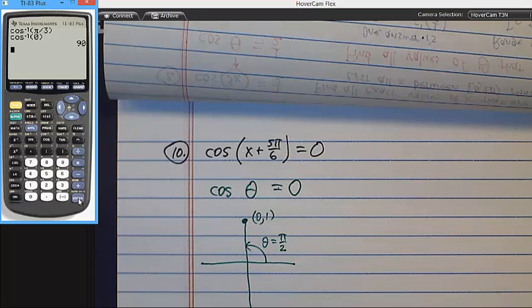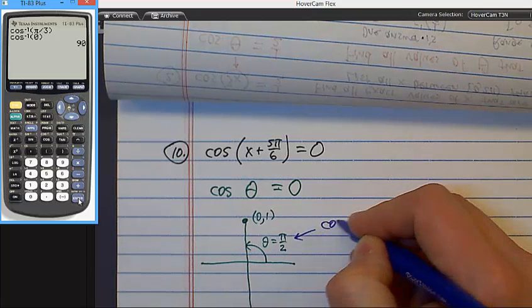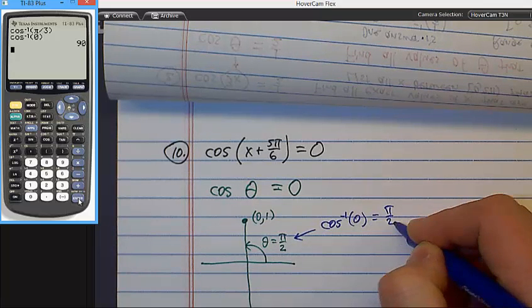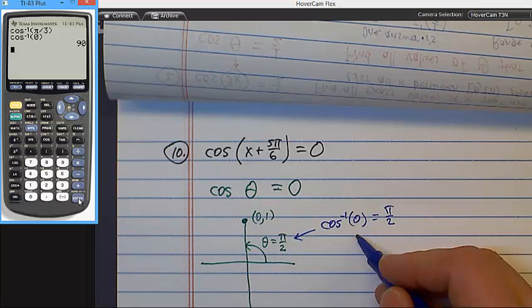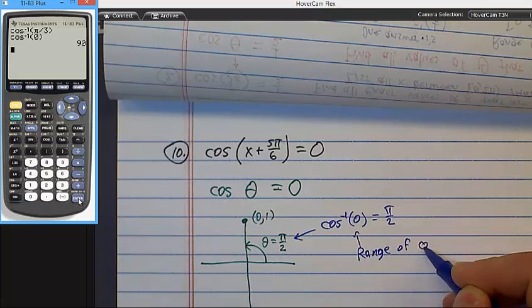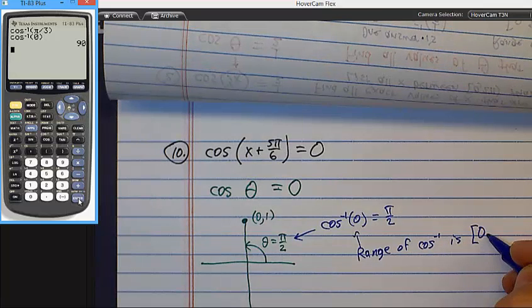So this is, in fact, the inverse cosine of 0 equals pi over 2. I should have known that would happen, because what's the range of the inverse cosine? 0 to pi. It's quadrants 1 and 2. Okay? So these are good things to start learning.